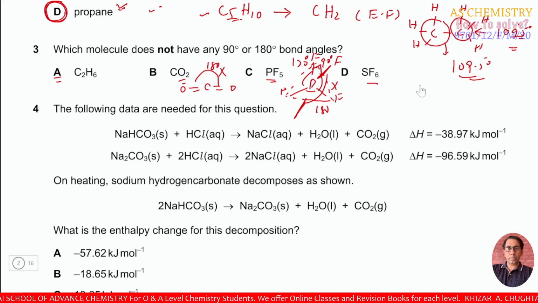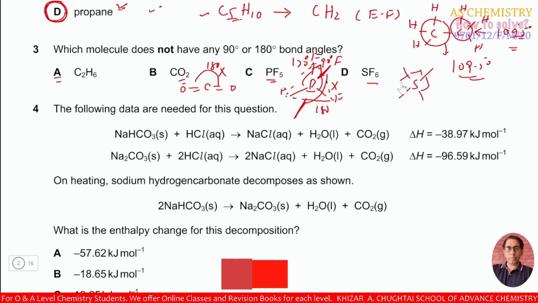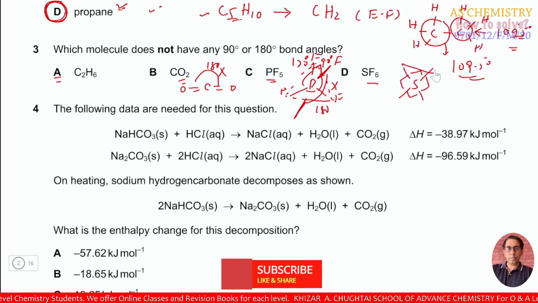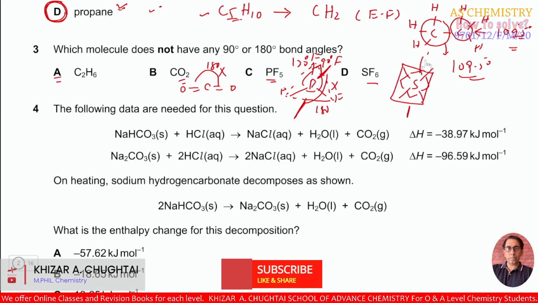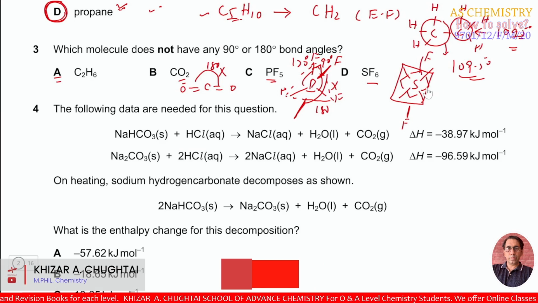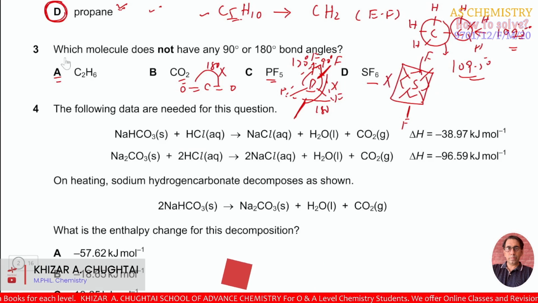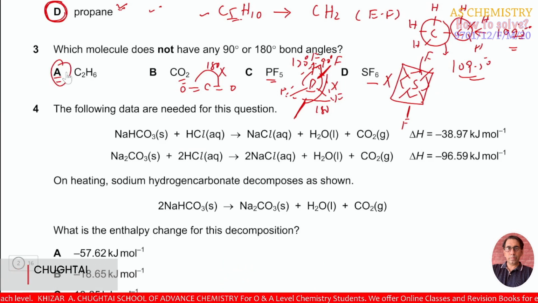SF6 is an octahedral molecule. All four F are lying at 90 degree, and one F is above and one F is below the plane. So it shows 180 degree and 90 degree. Again, this is the incorrect option. So it is confirmed that A is the correct option.